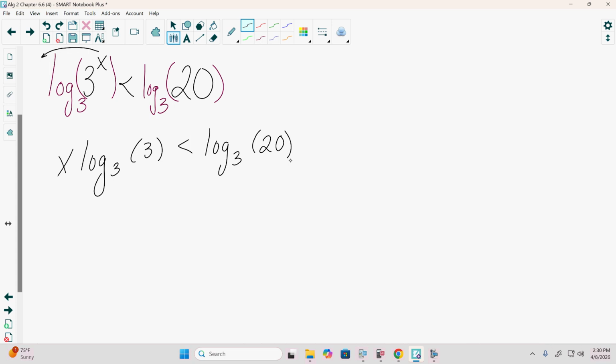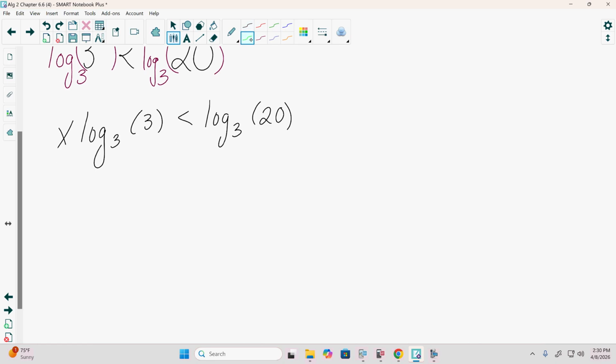Questions on this here? What is log base 3 of 3? 1. For simplicity's sake, I'm just going to draw a line through it with an arrow saying, hey, this is 1. That's why we use log base 3 of 3, yes? So the left-hand side is x times 1, or just x, telling us that x is less than log base 3 of 20.